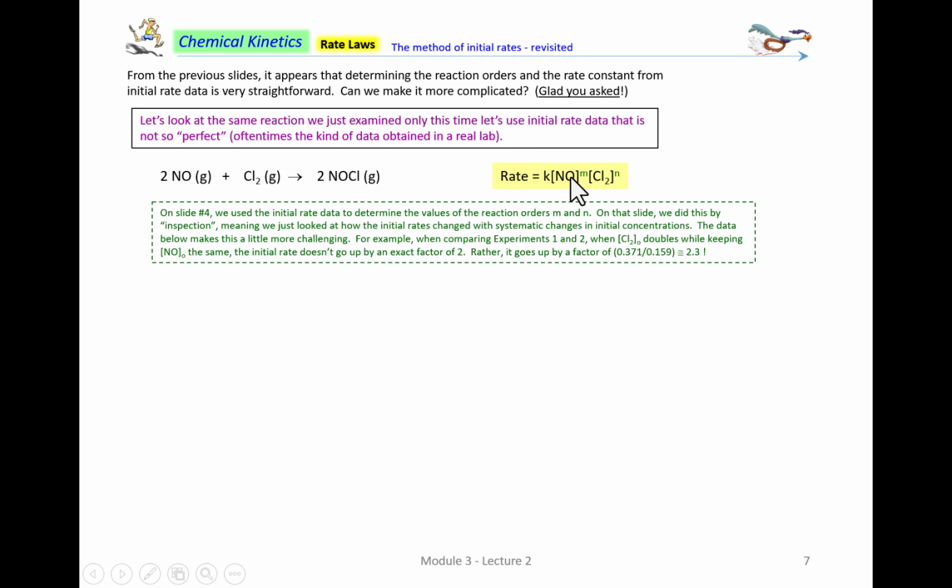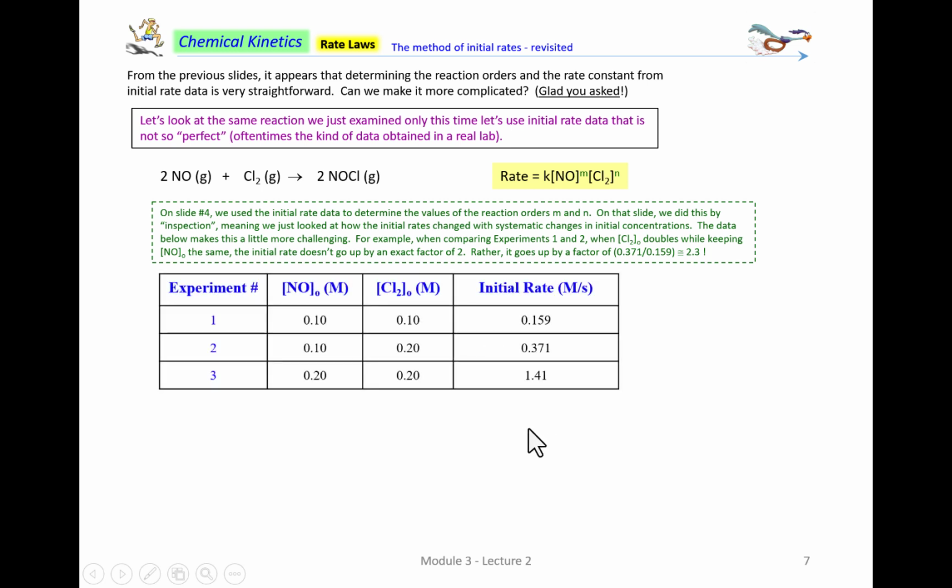Now, previously, when we did this, we had a table of 3 reactions, 3 experiments, and we determined m and n, or I did, by what we call inspection, meaning we just looked at how the initial rates changed with systematic changes in initial concentrations. And because the data was so straightforward, it made it easy to determine that there was a squared dependence here for m and a first order dependence for n. Now the data below in this table make determining reaction orders by inspection a little bit more challenging.